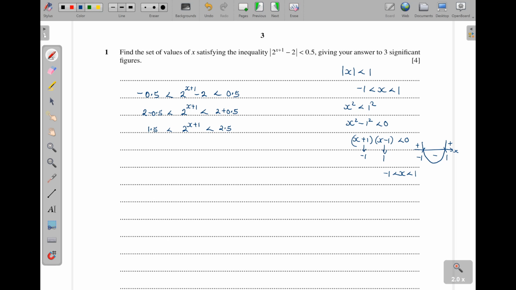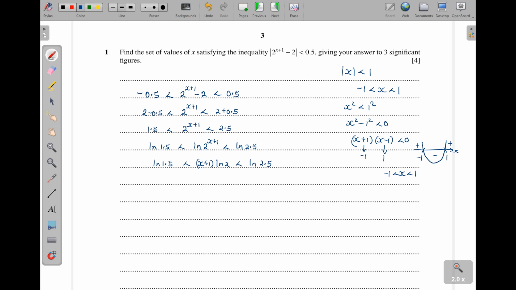Then, to solve exponential functions, we introduce logarithms. So you introduce logarithms everywhere. We shall have natural log of 1.5 less than the natural log of 2 to the power of x plus 1, less than the natural log of 2.5. Then, using the rules of logarithms, the power drops down, so we have natural log of 1.5 less than x plus 1 times natural log of 2, less than the natural log of 2.5.